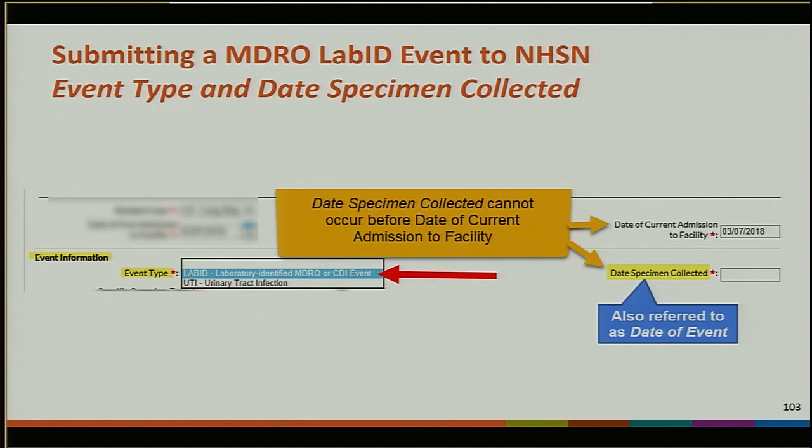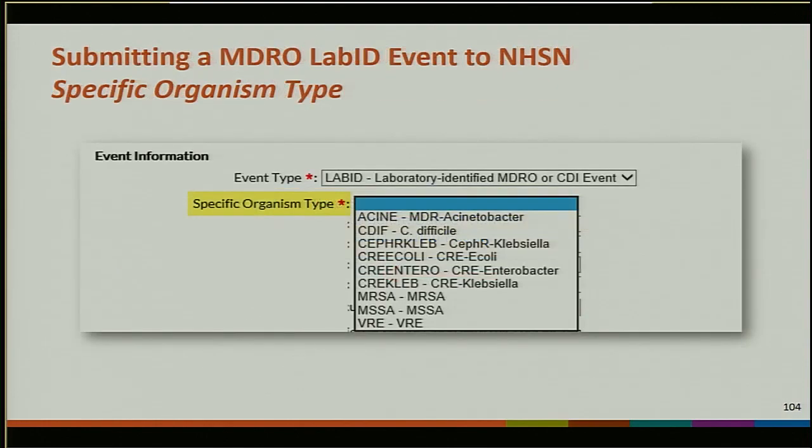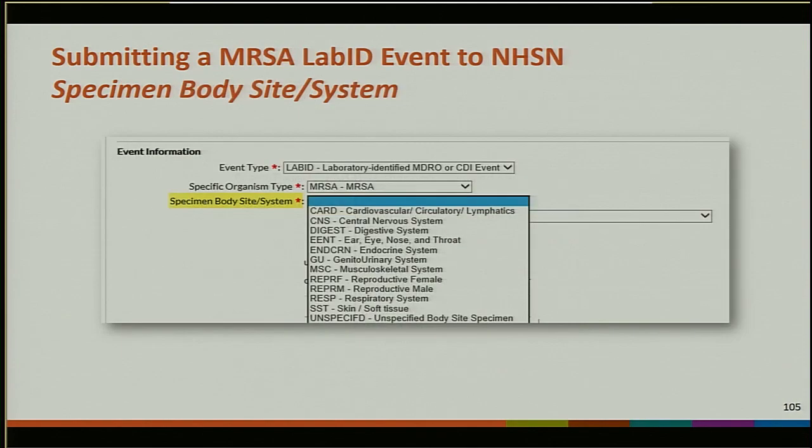Event type is going to be LabID event, right? Date specimen is collected is also called the date of event or event date. And remember that the specimen collection cannot occur before the current admission. Specific organism types, this is different. For C. difficile was easy, we just selected C. difficile. But when you're looking at your MDROs, you have all of these options here, so you're going to want to select the correct organism type. And then you will have to complete the specimen body site system, unlike C. difficile. So you'll have a drop down and you just select from here.